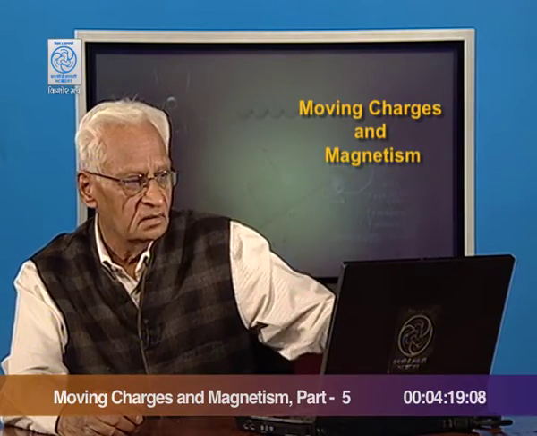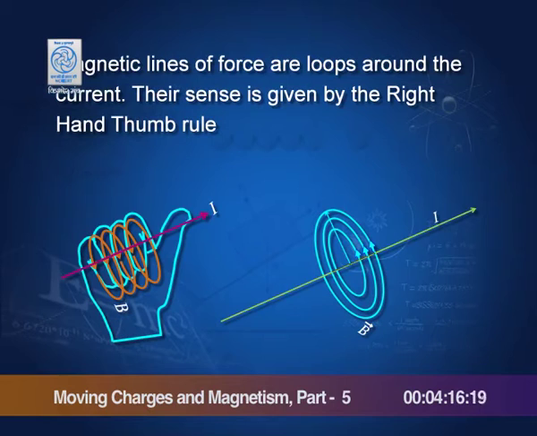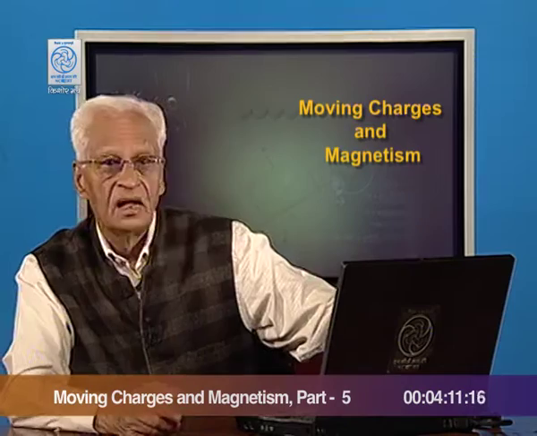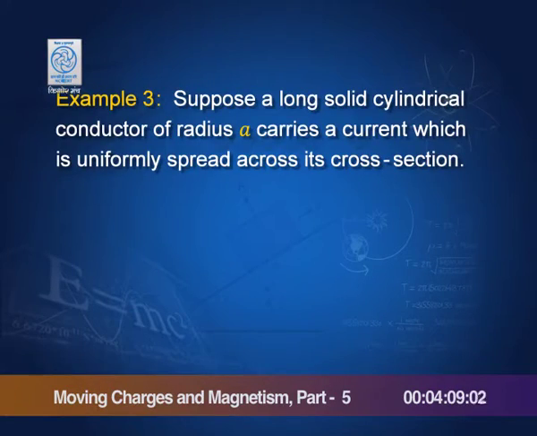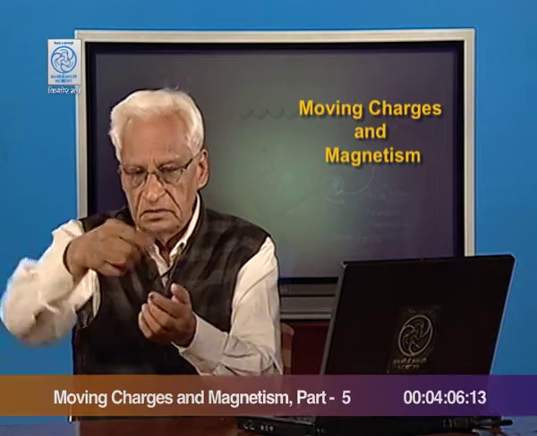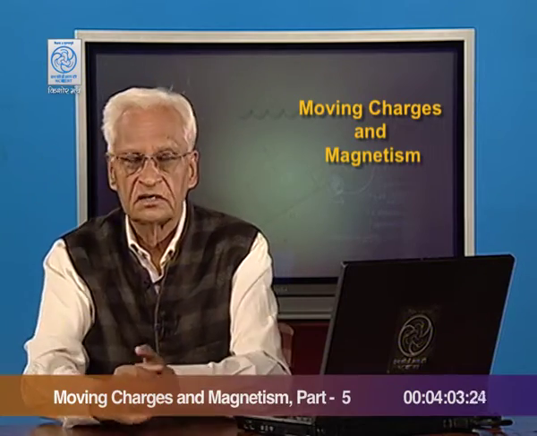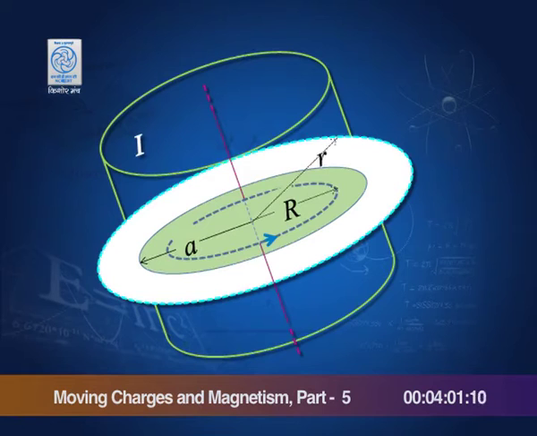And again, I have repeated it several times, you can find that if the current is in this direction, the loop must be anticlockwise. Let us take another case. Suppose a solid cylindrical conductor, we took a wire, suppose there is a rod of a certain thickness, and let us find out the magnetic field due to that rod. So, what we do is, this is the cross section of the cylindrical conductor of radius a, and I draw a circle of radius r inside this cylindrical conductor.